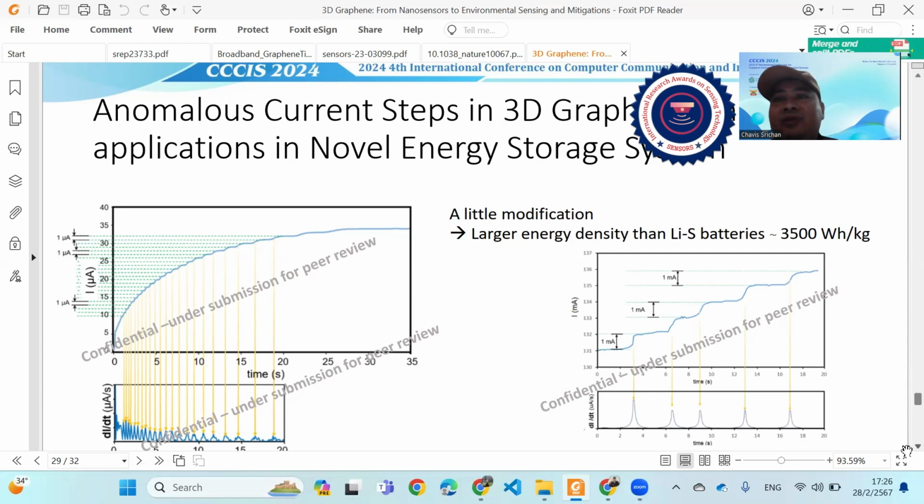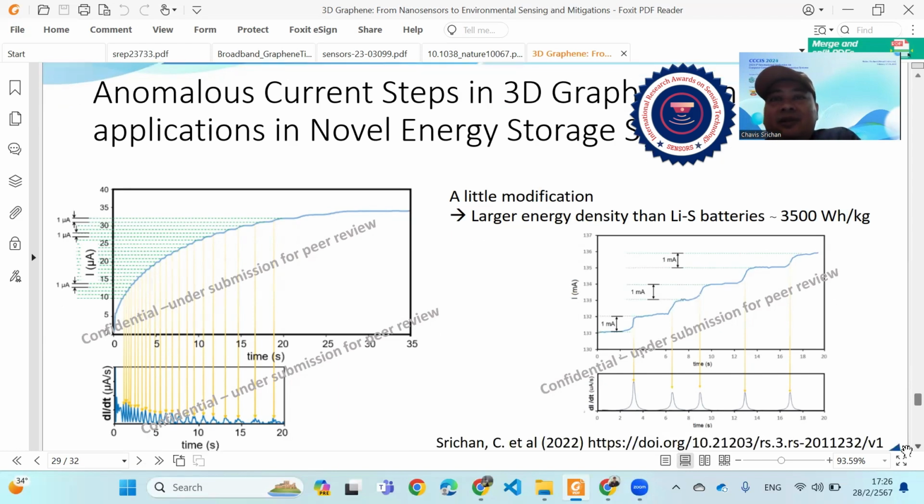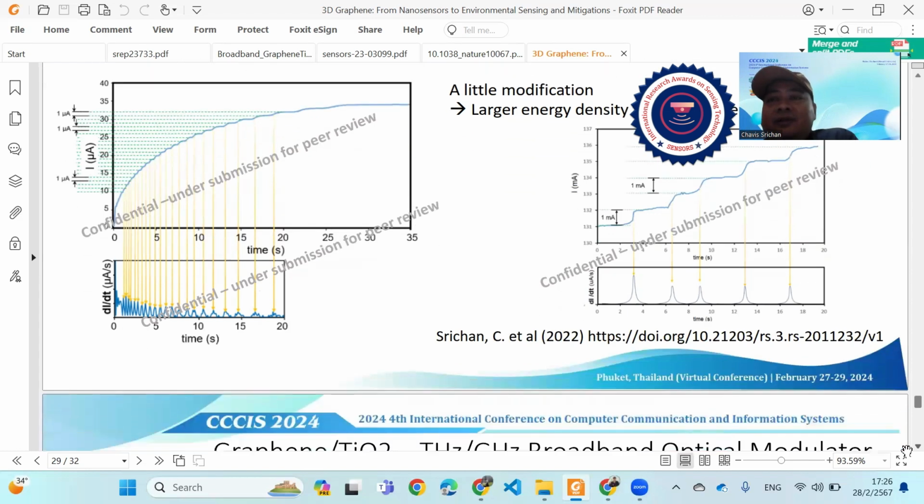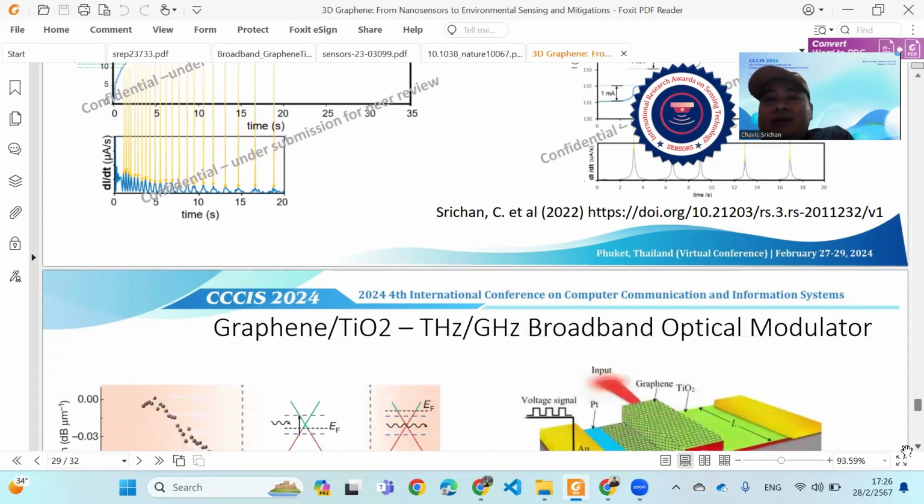This work is being published right now. It is confidential, but we have a preprint. You can go to the link and read that.